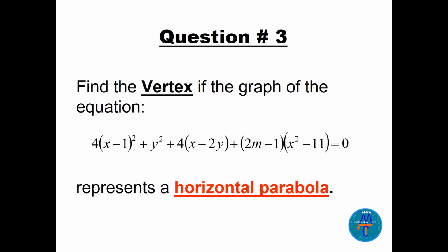What did I say? If we have a horizontal parabola, the squared is on the y, if you remember at the beginning. If we have a vertical parabola, the squared is only on the x. What's happening here? We have a squared on the x, we have squared on the y. So how come this is a horizontal parabola? That's the tricky part.